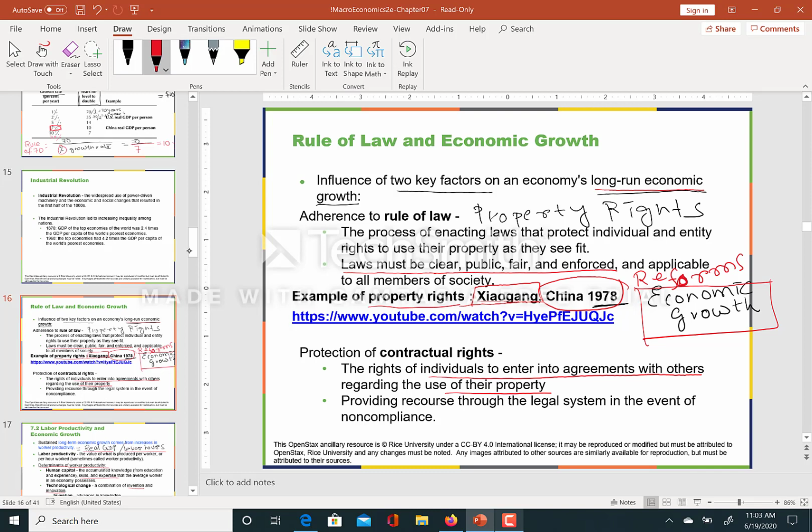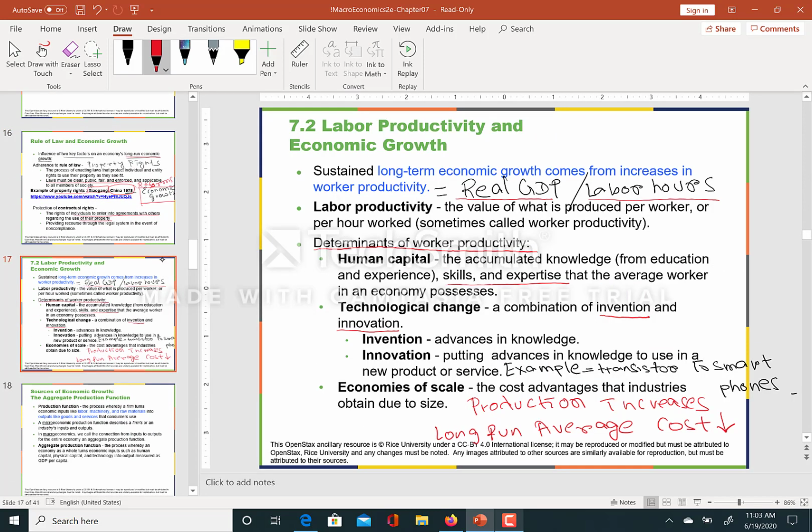Now we can look at the next slide, which talks about long-term economic growth. This can be sustained from labor productivity. Labor productivity is defined as real gross domestic product over labor hours. That means total output over the number of hours worked by each worker. What determines labor productivity? One of the important factors is human capital, which is basically the accumulated knowledge, skills, education, experience, and expertise the average worker accumulates in an economy.